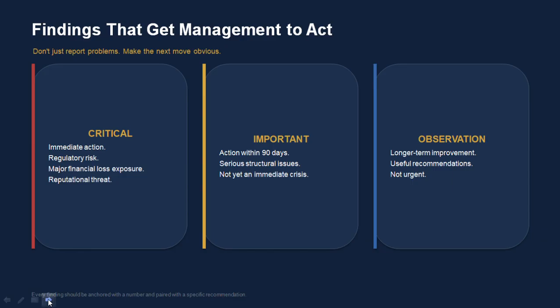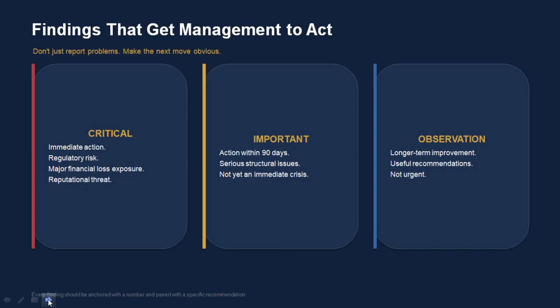So now, after that, we are heading towards findings that get management to act. It means during a portfolio audit, don't just report problems. You have to make the next move obvious. Under this we have three aspects. You have three critical moves to make here.